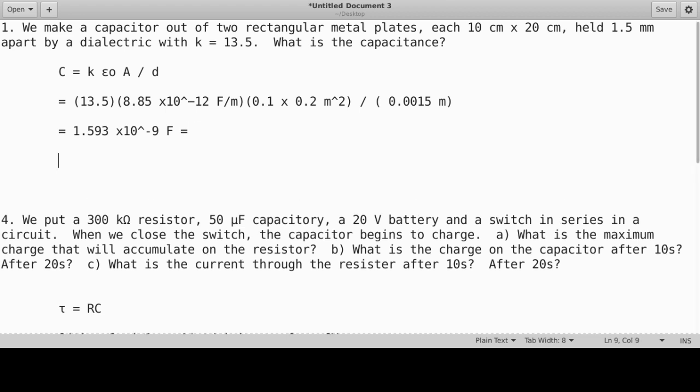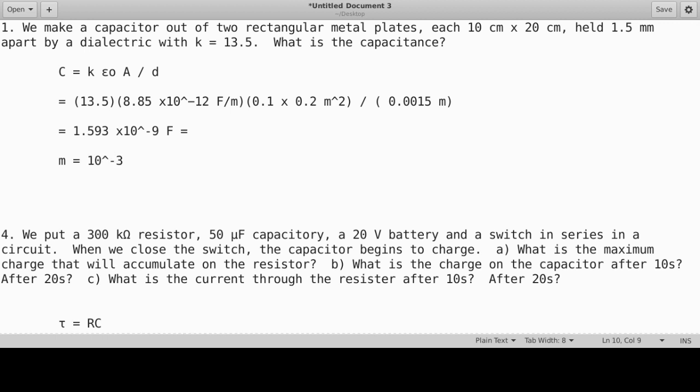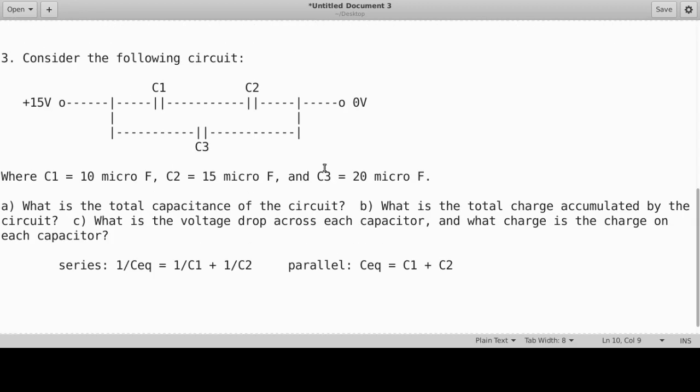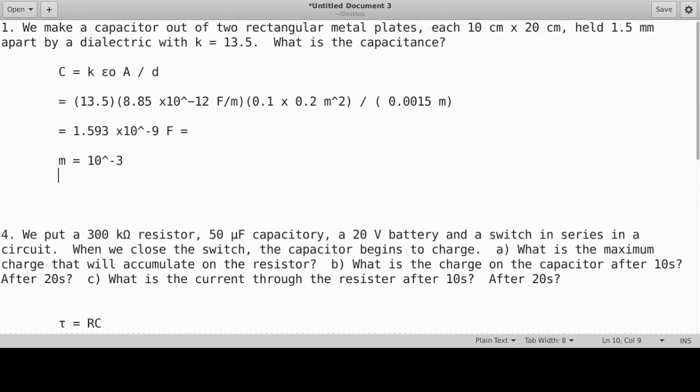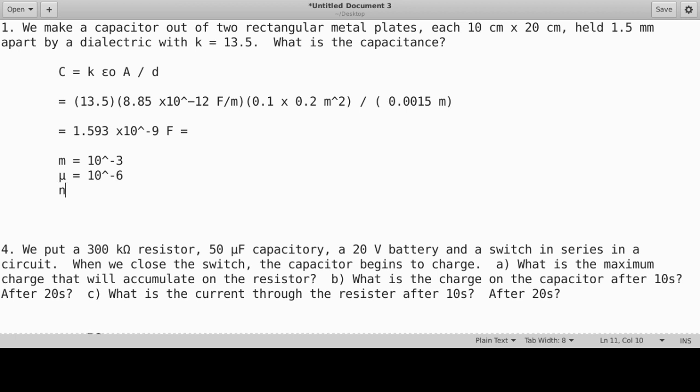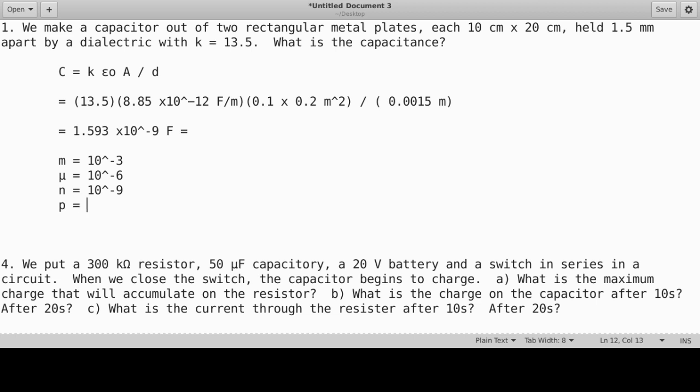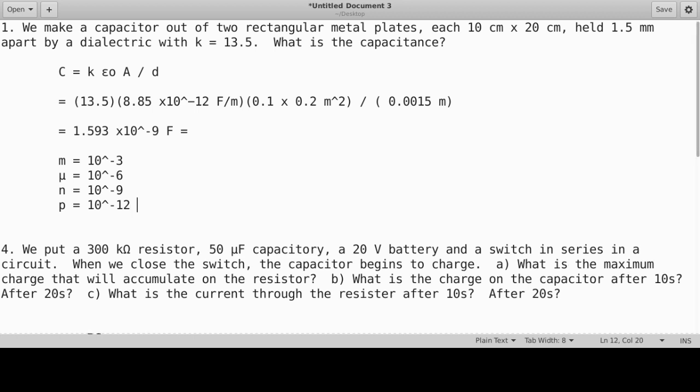Now on the test, you probably wouldn't see the number reported that way. I expect you to know the metric prefixes, and I'll just mention them very quickly here. Milli is 10 to the minus 3. Micro, let me pull up the symbol for micro. Copy, paste it in there. That's 10 to the exponent negative 6. Nano is 10 to the exponent negative 9. And every once in a while, with capacitance, you might get even a pico, which is 10 to the minus 12.